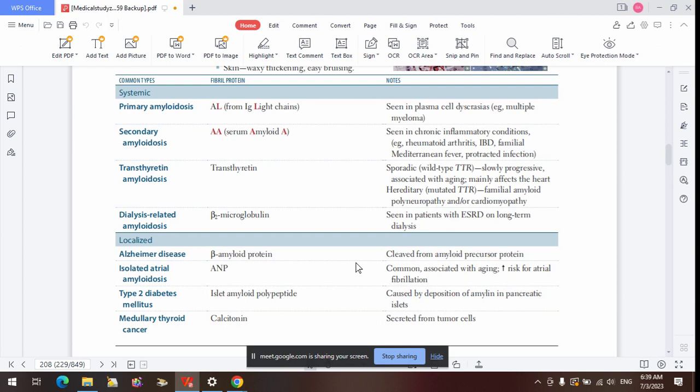The second form of amyloidosis is the secondary amyloidosis. It is also classified under the systemic because it affects more than one organ. The protein that's accumulating there is serum amyloid protein that is forming the AA protein. So AA is the short form of serum amyloid protein A, which we said is an acute phase reactant that is typically produced in inflammatory response.